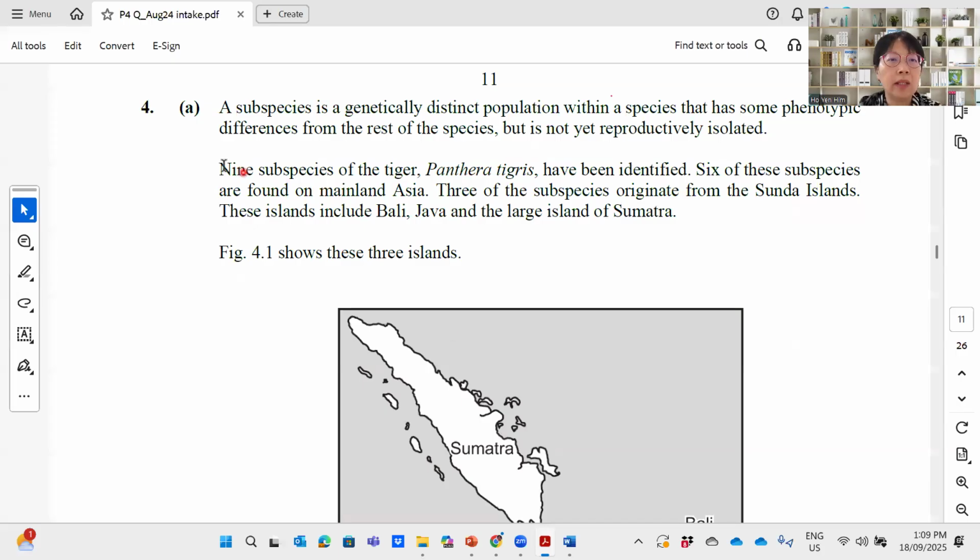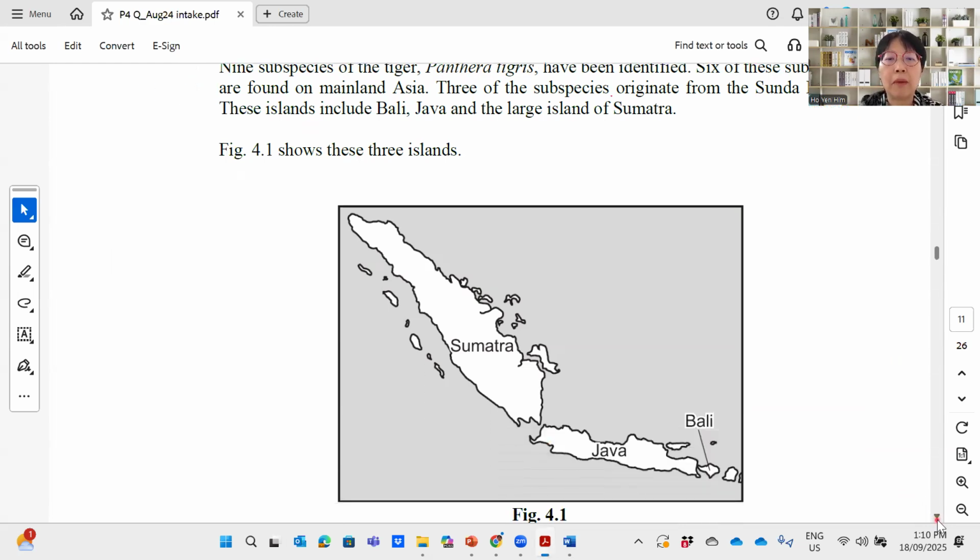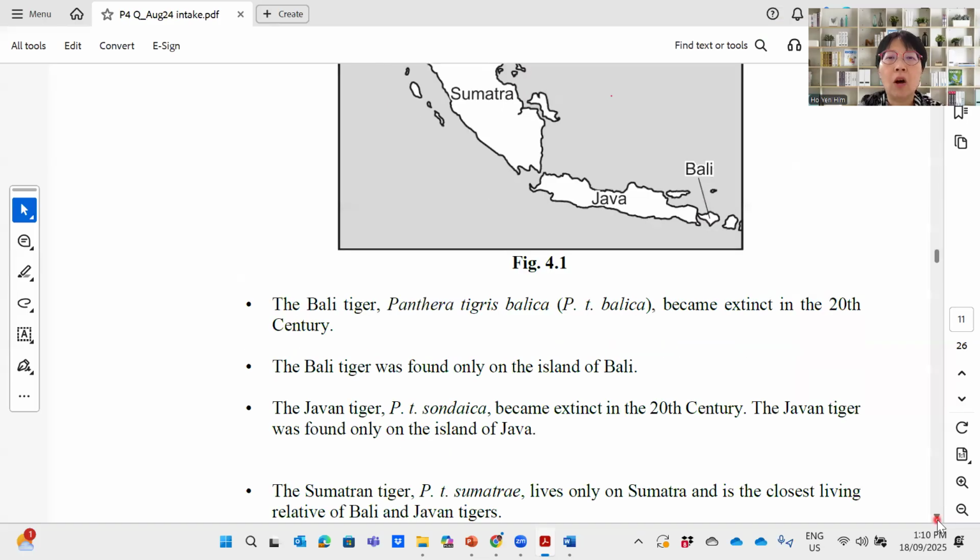So let's look at this. They said there are 9 subspecies of the tiger, Panthera tigris. So this is a species name, and they have been identified. 6 of these subspecies are found on mainland Asia, and 3 of the subspecies originate from the Sunda Islands. So out of the 9 subspecies of Panthera tigris, 3 of them are found in the Sunda Islands, which are made of these 3 main islands: Sumatra, Java, and Bali. So they mentioned that each of these 3 islands has its own subspecies of Panthera tigris.